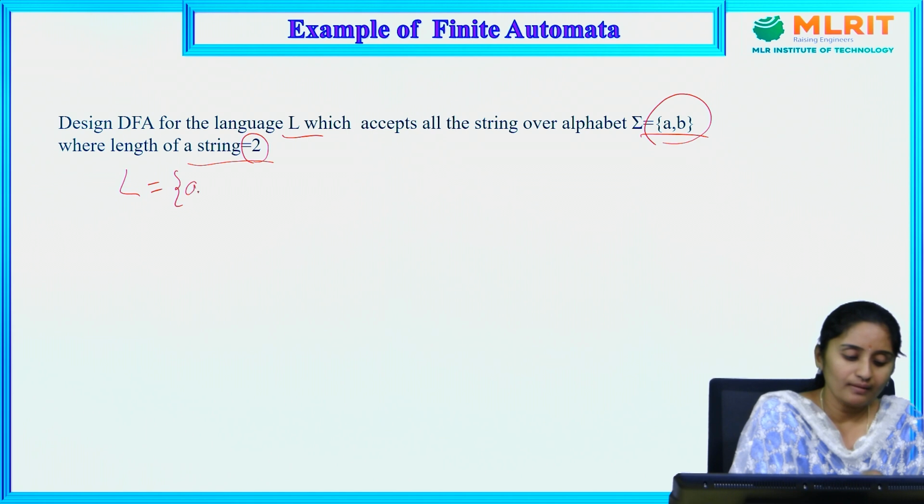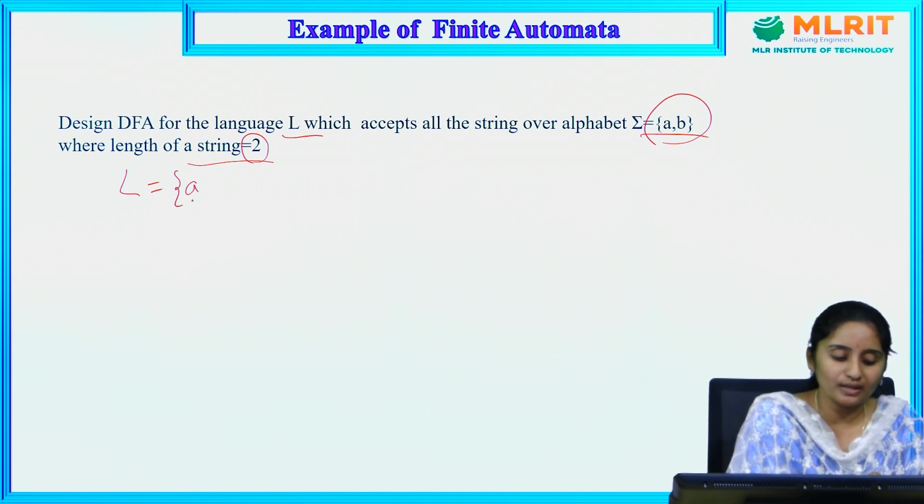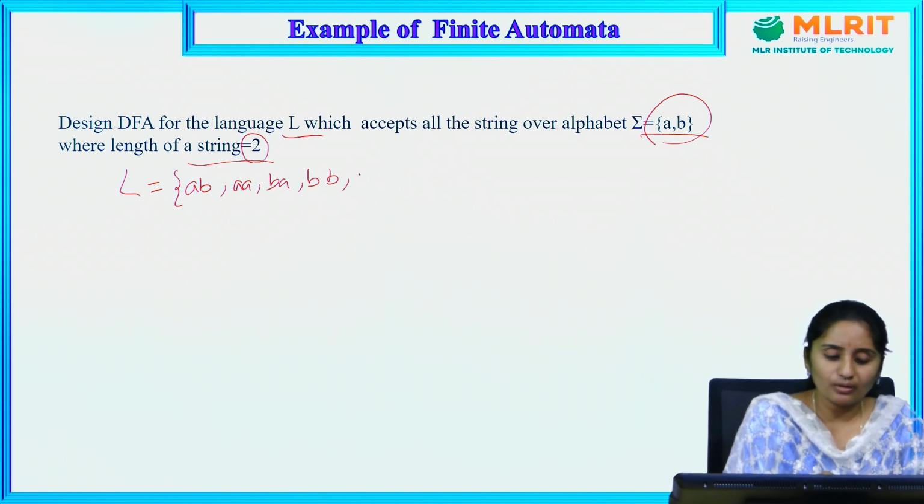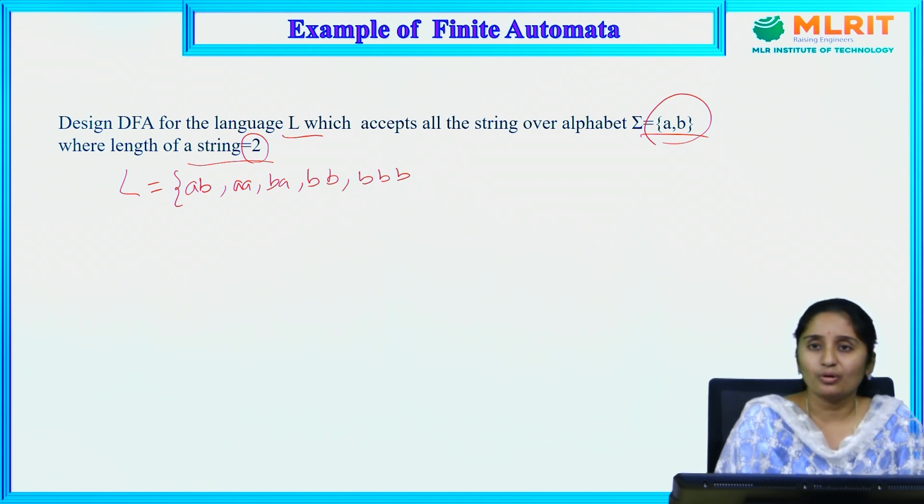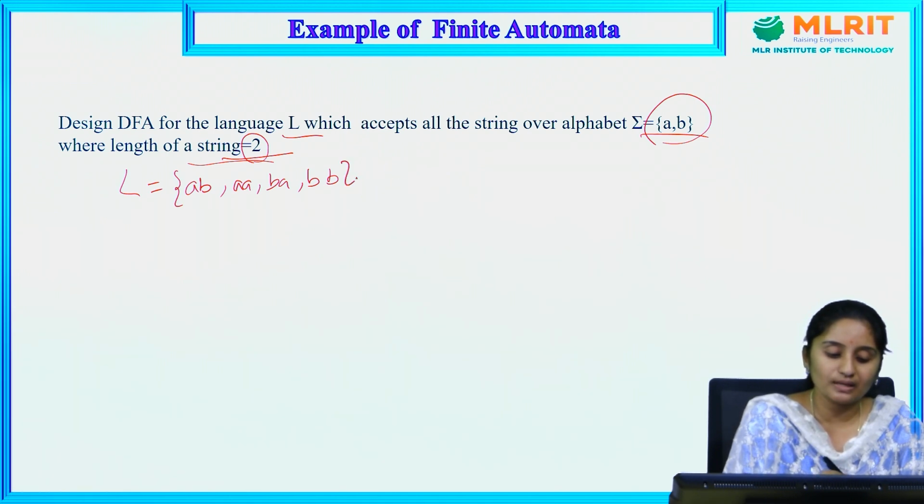So A, I cannot keep A. Why? Because the length of the string should be 2, and here the length of the string is 1, so it is not accepted. So AB is accepted. AA, accepted. BA, accepted. BB, accepted. I cannot write 3 Bs and so on. Why? Because here the length of the string is 3, so this is not accepted. Our constraint is that it should accept only strings of length equal to 2.